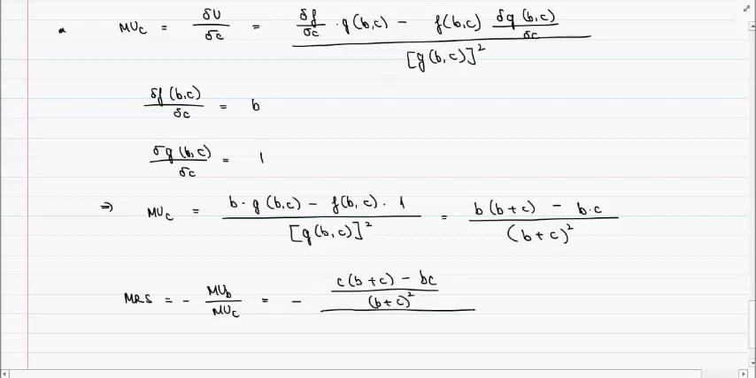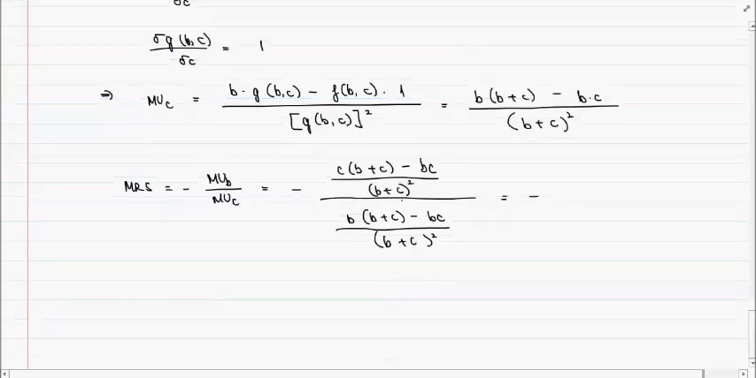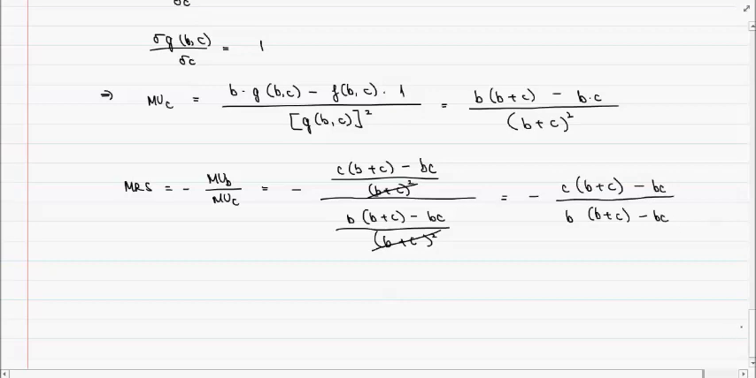and the whole thing divided by b times (b plus c minus bc), everything divided by (b plus c) squared. So I have a negative over here. Now the denominator (b plus c) squared will cancel out. What I'm left with is negative c times (b plus c minus bc), everything divided by b times (b plus c minus bc). So that's my marginal rate of substitution.